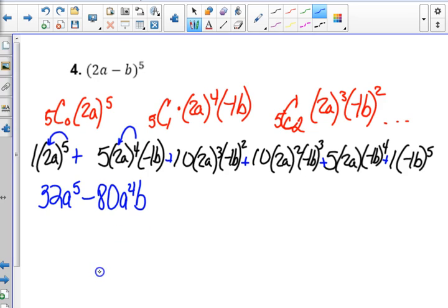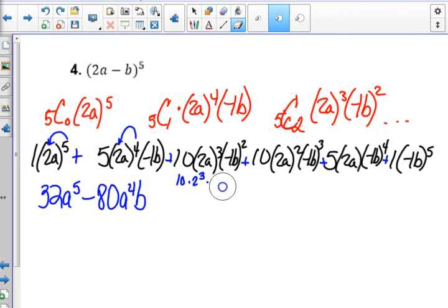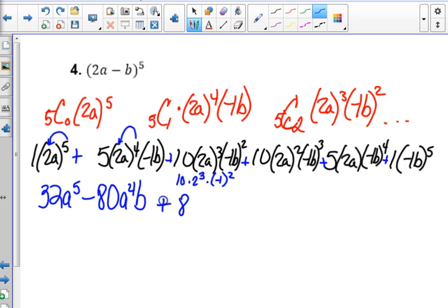No. Try the next one on your own, guys. We have a 10, a 2 to the 3rd, and a negative 1 squared. Make sure you put the negative in parentheses, or just realize in your head that negative 1 squared is 1. Make it plus 80? Yes.